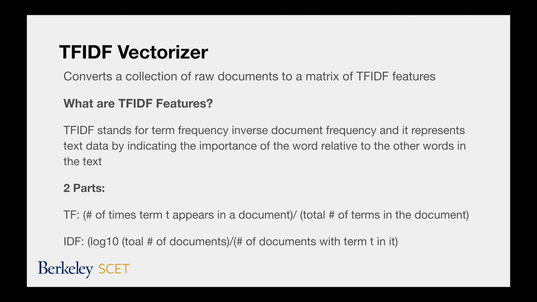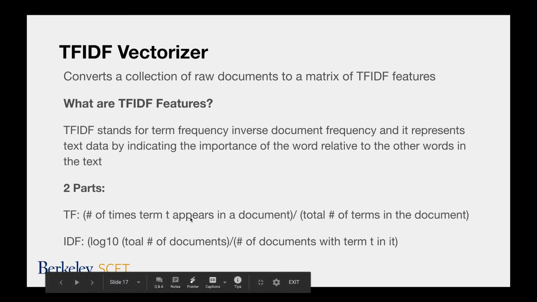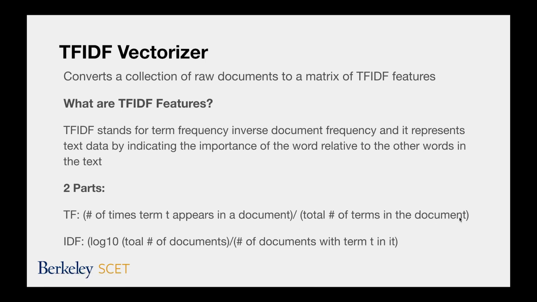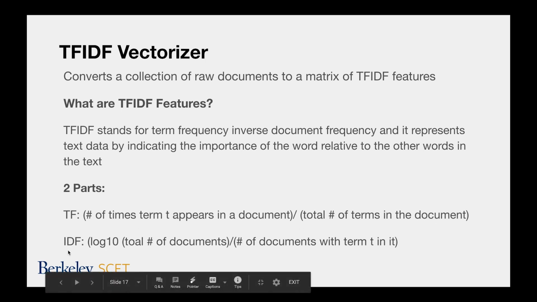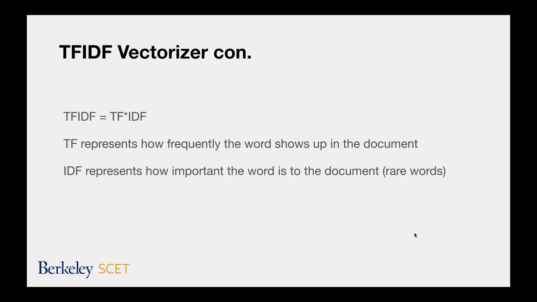How it's calculated has two parts, the TF part and the IDF part. The term frequency part is the number of times the term appears in a document over the total number of terms in the document. And the inverse document frequency is calculated by log 10 of the total number of documents divided by the number of documents with term t in it. TF-IDF is just calculated by multiplying them together.